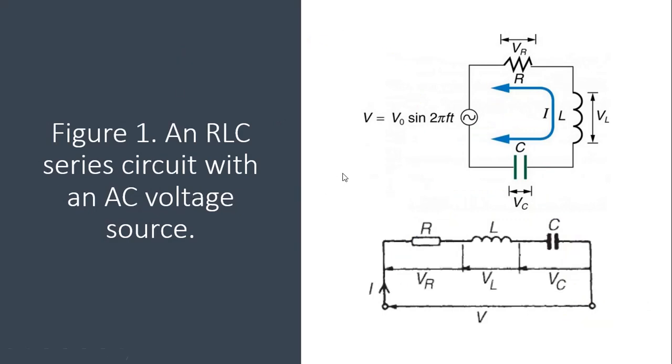So this diagram shows an RLC series circuit with an AC voltage source. As you can see, as I told you the last time, in a series circuit the same current flows through the elements, whereas across the elements the voltage drops are different, and they depend on the magnitude of these elements.